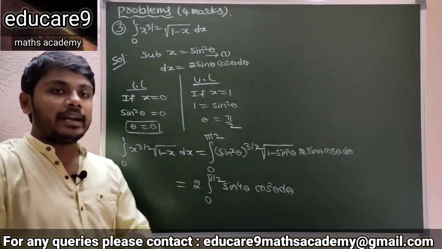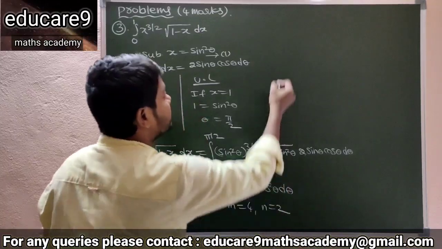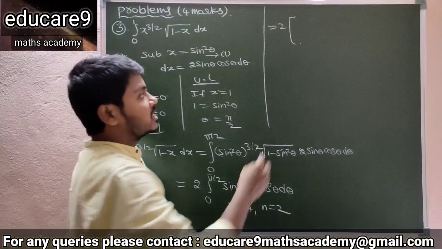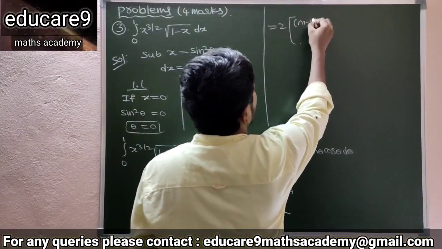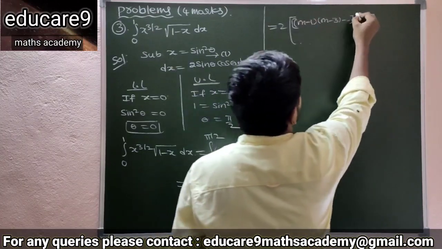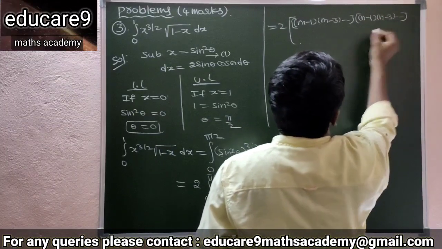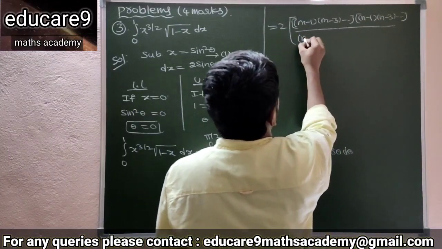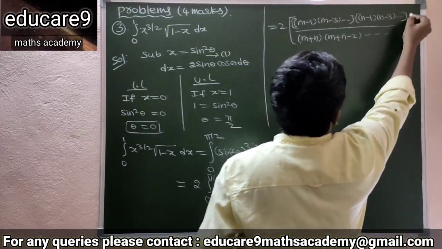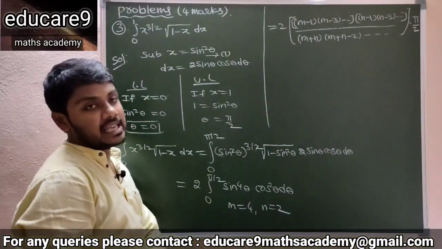So here you have to apply the reduction formula. So clearly m is equal to 4, n is equal to 2. So therefore 2 into, apply the reduction formula, that is m minus 1, m minus 3 and so on, next n minus 1, n minus 3 and so on, divided by m plus n, m plus n minus 2 and so on, into pi by 2, because both are even.